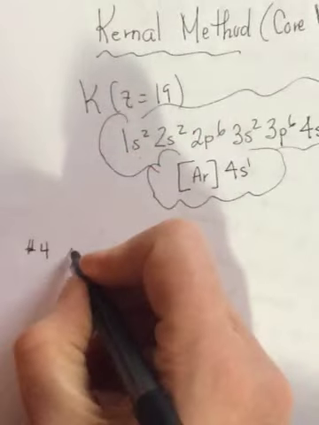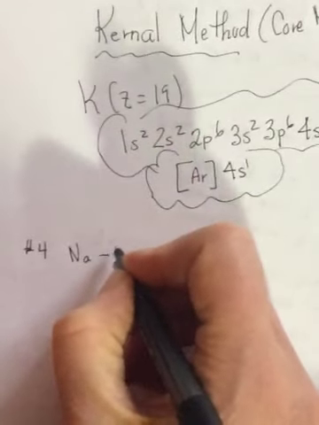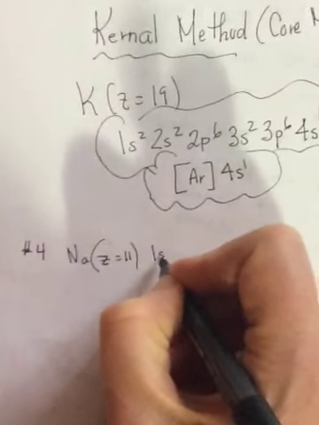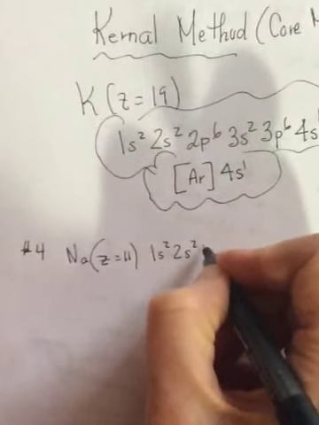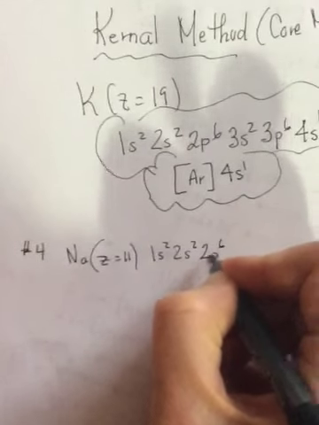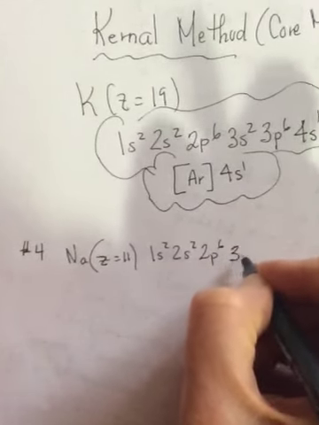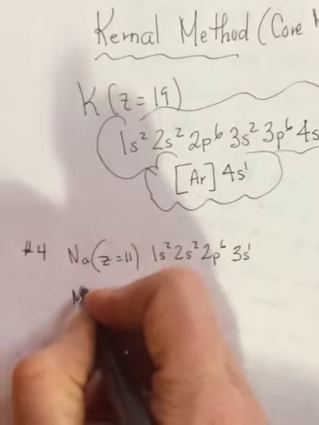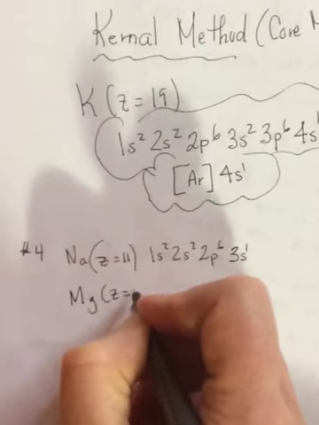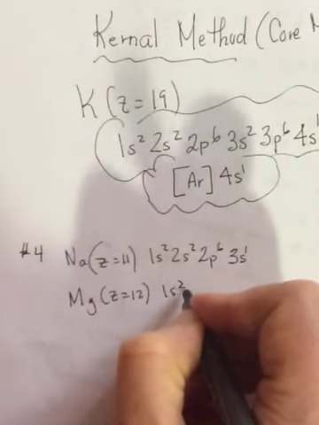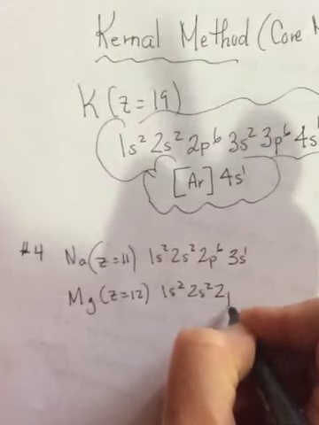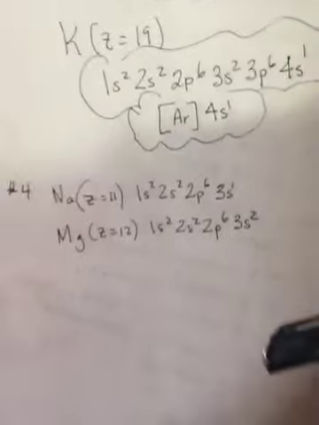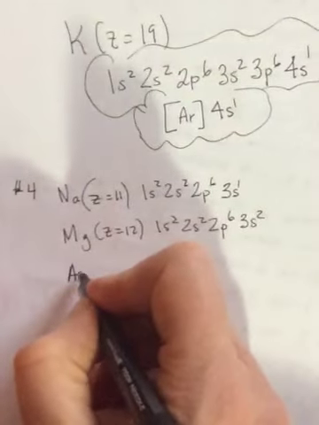So the first one is sodium, and we already did that. So its number Z is equal to 11. So it's 1s2, 2s2, 2p6, that makes 10, and then 3s1. Next one is magnesium. Z equals 12. 1s2, 2s2, 2p6, 3s2.